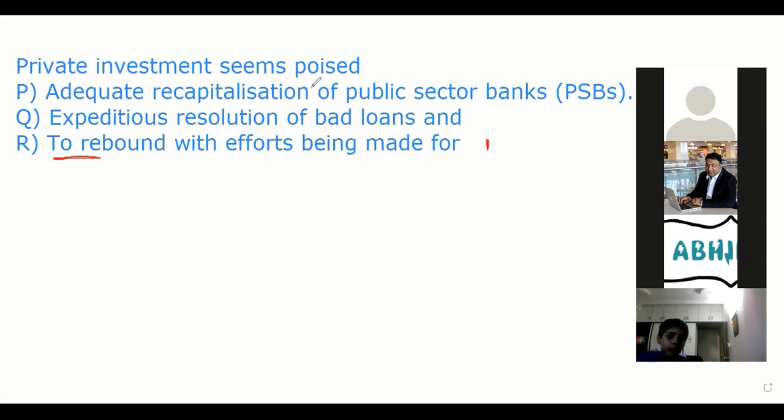So private investment seems poised to rebound with efforts being made for. Now tell me, what is the next one? Made for expeditious or made for adequate capitalization for? Tell me which can be second and third. Q can be second. Explain why. Because P has a full stop at the end. Yeah, that's a good observation. But if I remove the full stop, then can we make it out, guys? Private investment seems poised to rebound with efforts being made for.